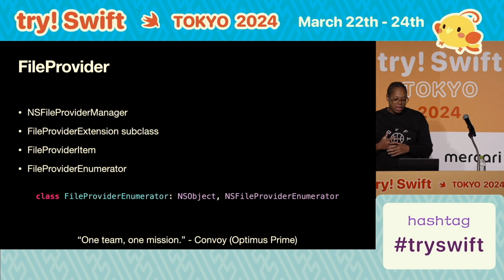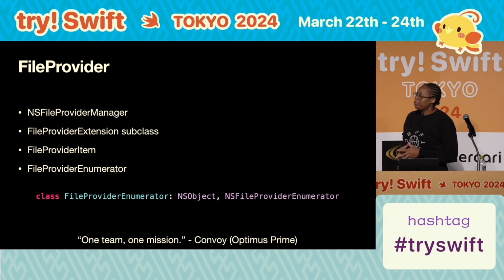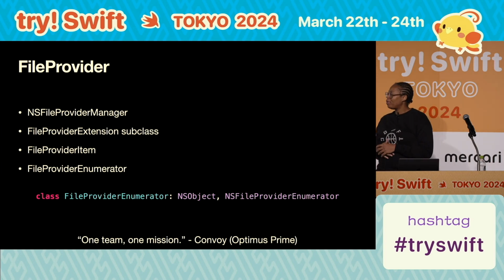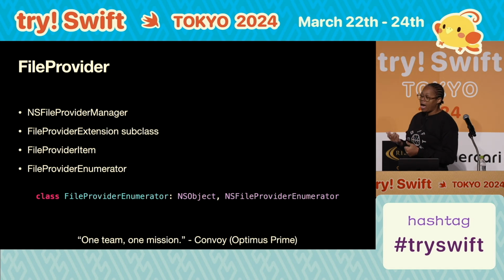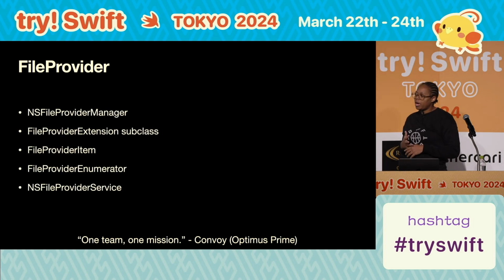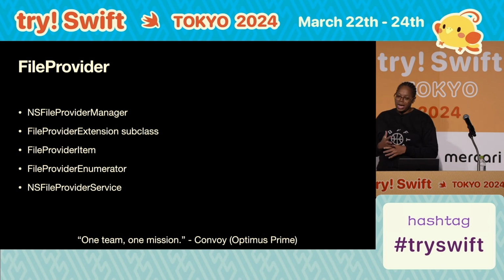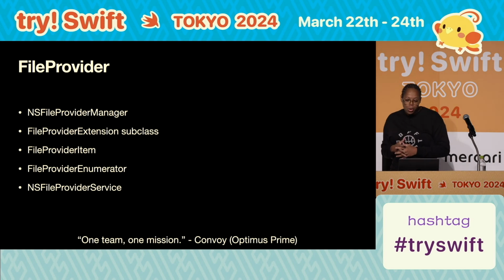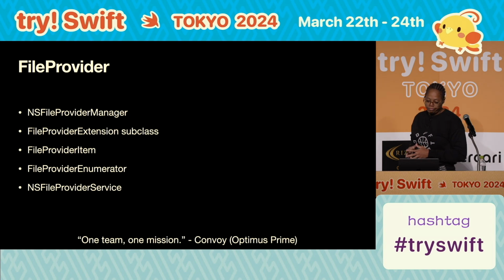To enumerate everything we need inside our directory, we'll also need an enumerator. Same, a class that inherits from NSObject, which will enumerate items and all the changes we get from those items. Last, we can have a service. If we want to have specific, custom communication between the app and the extension, through services to manage cross-process communication with the file provider, with the app itself, so the main target and the extension target, we can use the NSFileProviderService.